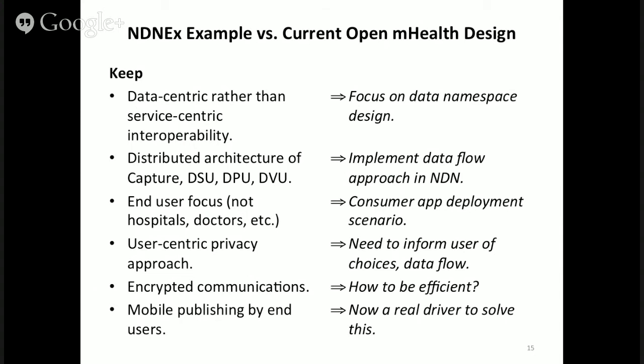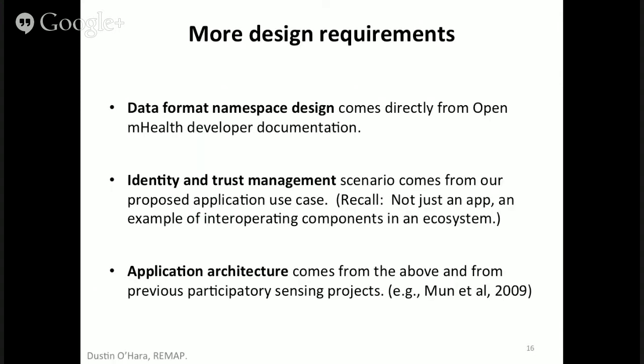Focus again on consumer app deployment. Inform the user of the choices. Figure out how we can be efficient with encrypted communication and still take advantage of caching in some cases. And we have a real driver that we need to solve mobile publishing for. And so a few more design requirements.